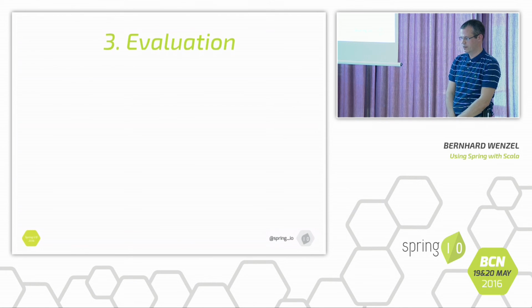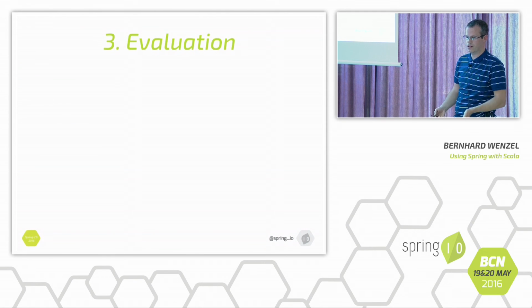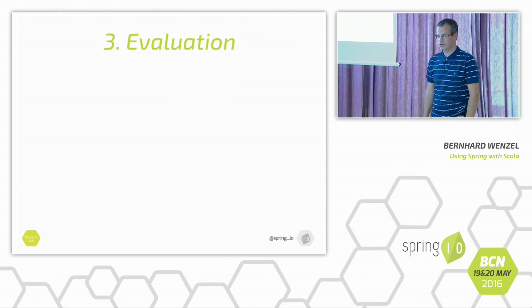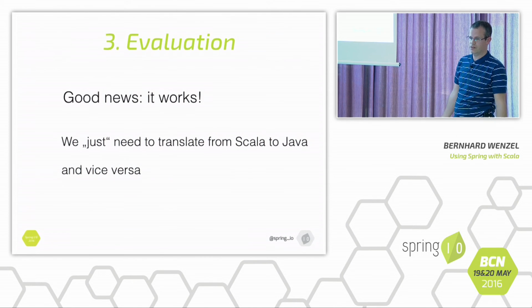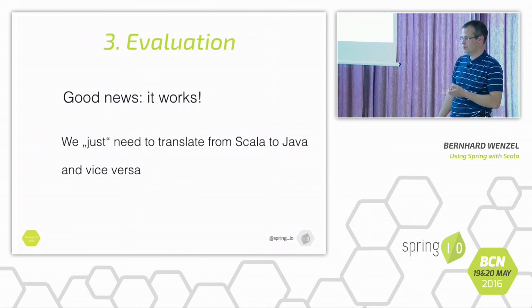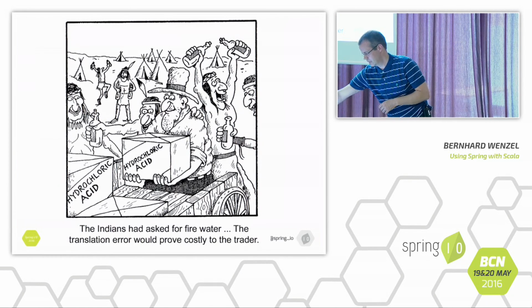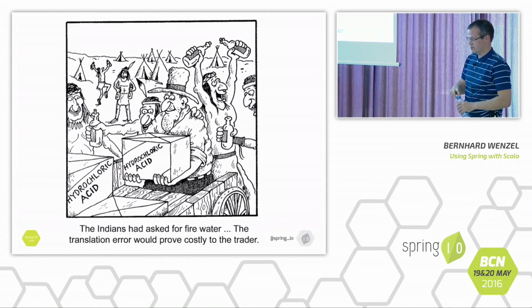Okay. So if you are now sitting here and thinking, I wanted to hear about Scala and Spring, and I was just talking about how to translate between Java and Scala, then you're right. And that's actually good news, because it means it basically works. So Spring is just any other Java library I can use from Scala. I just need to translate from Java to Scala. And well, translating can be complicated. It depends on the case.